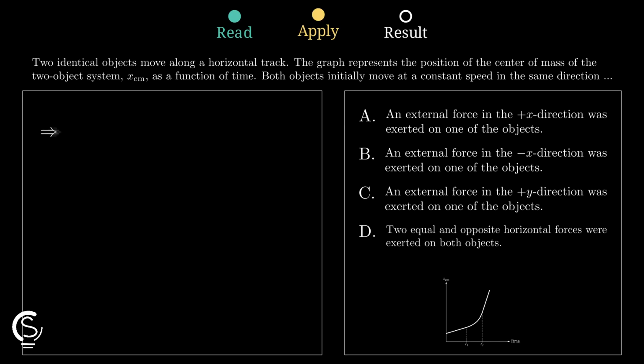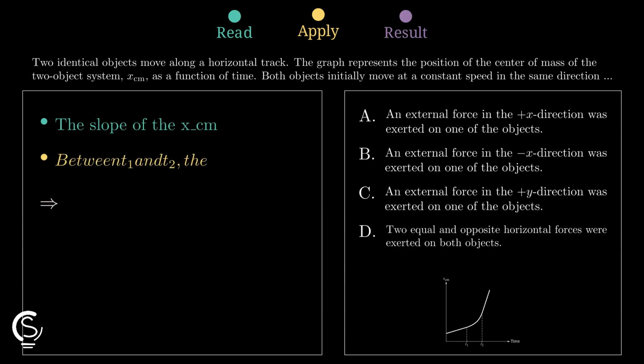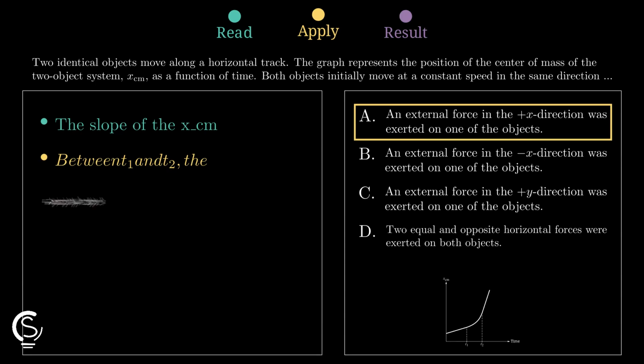Since the slope is getting steeper, the system is accelerating in the positive x direction. This change requires a net external force acting on the objects to cause that specific acceleration. Newton's second law states that positive acceleration requires a force in the positive x direction. This makes option A the correct choice.